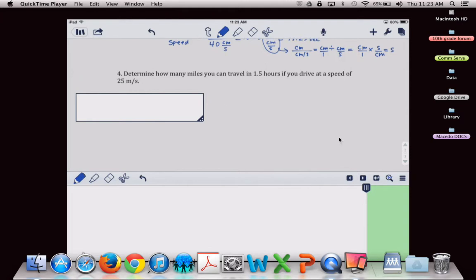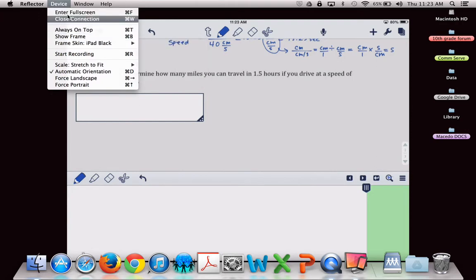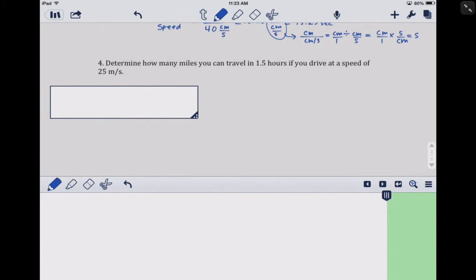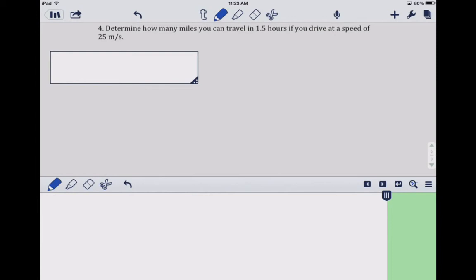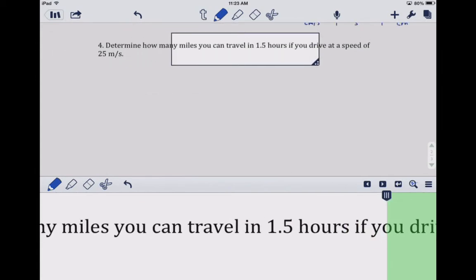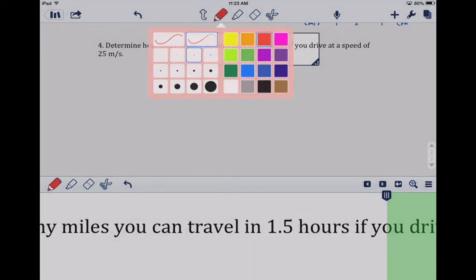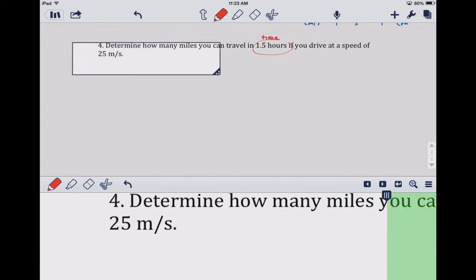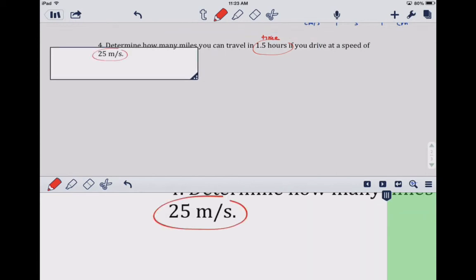Okay, we are going to do the last problem, number 4, on the worksheet entitled Practicing Velocity with Conversions. In this problem, you're given time and speed, and you have to figure out a distance. So how many miles can you travel if you travel 1.5 hours? So there's a time. And your speed is 25 meters per second.